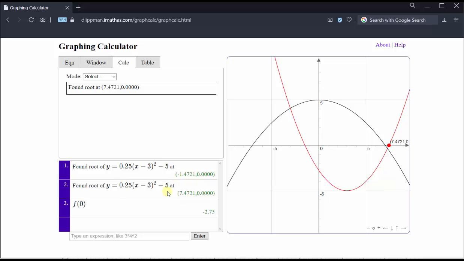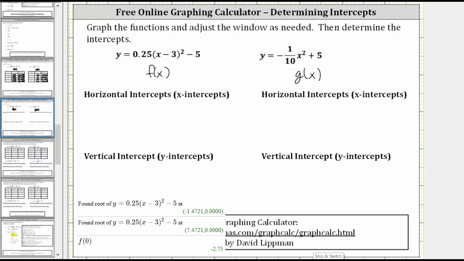Let's go back to our work and record the intercepts for the first function. The horizontal or x-intercepts are approximately negative 1.472. We will go ahead and round to 3 decimal places, 0, and approximately 7.472, 0. And the vertical intercept is the ordered pair 0, negative 2.75.